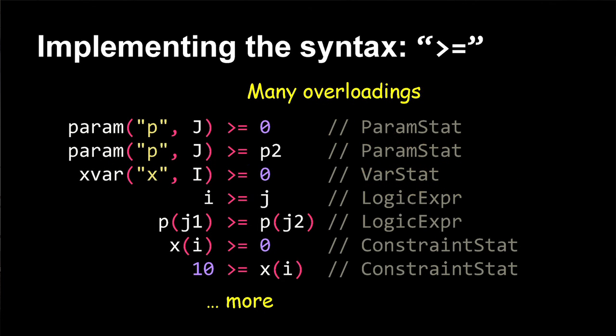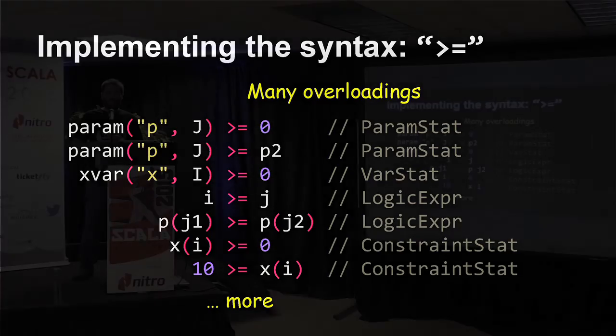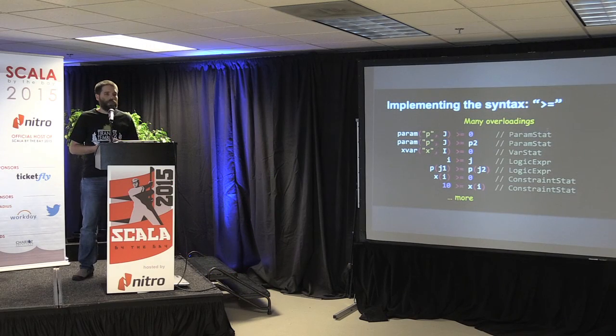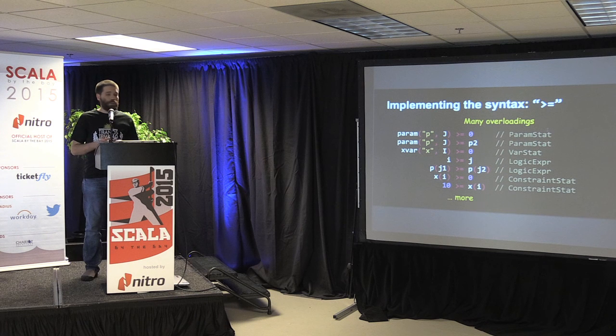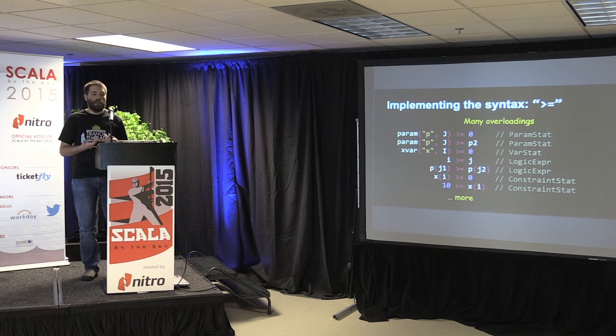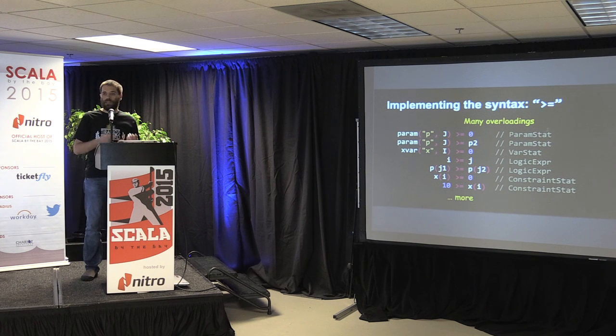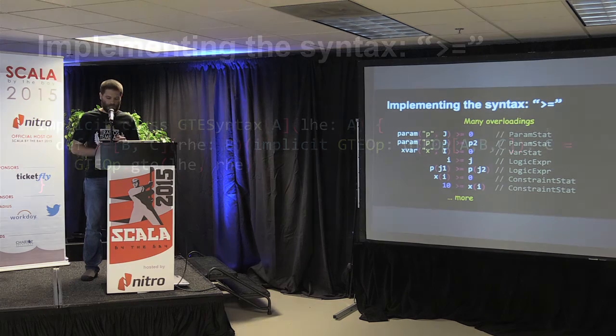And we need to handle many overloadings. For example, we can use a Scala numeric type to specify the lower bound of a parameter, or we can use the greater than or equals operator with variables, or to compare two numerical expressions and create a logical expression, or to compare two linear expressions and create a constraint. One thing that is important here is that the result type depends on the types of both arguments.